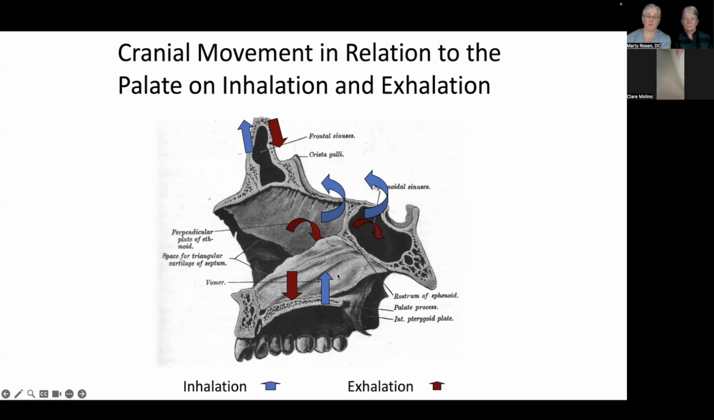But as the palate rises up, you can see the sphenoid wing will go superior and anterior. We also have the ethmoid rising up, and the frontal. So we're literally changing the tension throughout the entire duromeningeal system. And we're going to talk more about it in the class: when we evaluate the palate, the motion of the palate is going to give us a window into how the rest of the cranium is actually able to function.